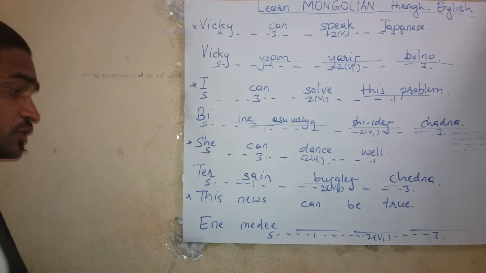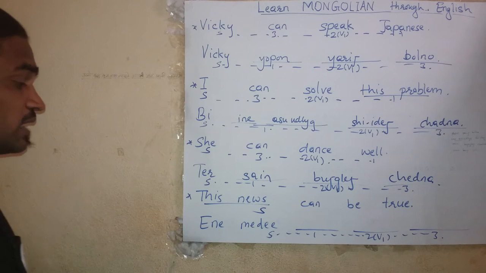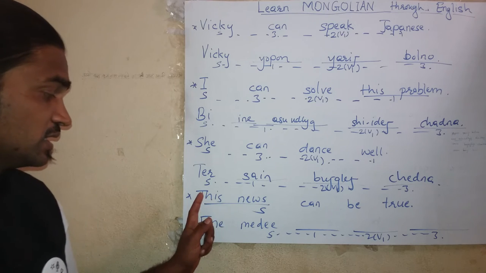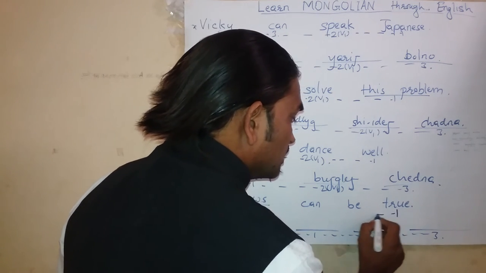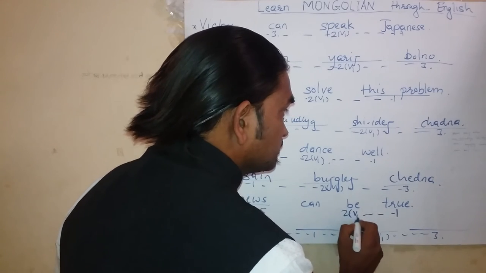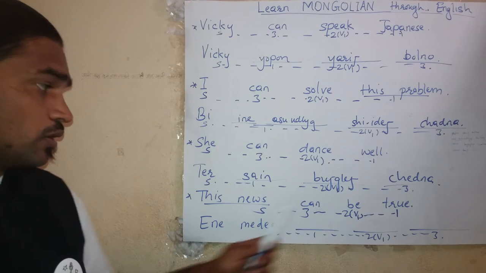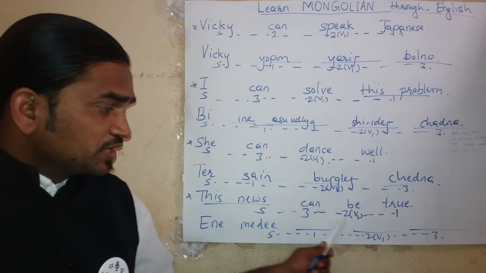Okay, this news can be true. Ene medee. The Mongolian word for this news is ene medee. The word for true is unen. The word for be is bai. Bolno. Unen bai bolno. Ene medee unen bai bolno.